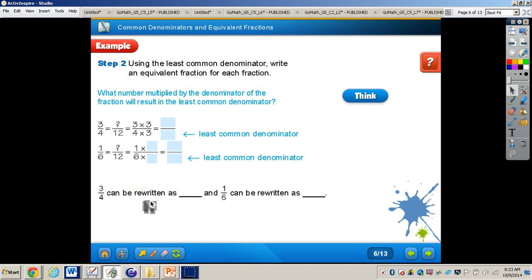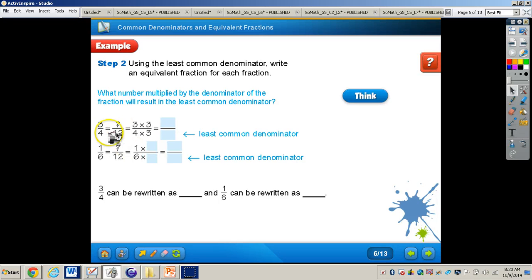Now we can't just change the denominator to 12 for both of these. What we have to do is also change the numerator. Think about the numerator and denominator as being very jealous of each other. They want to be fair. They want everything to be equal. So whatever you do to the numerator, you must do to the denominator and vice versa.